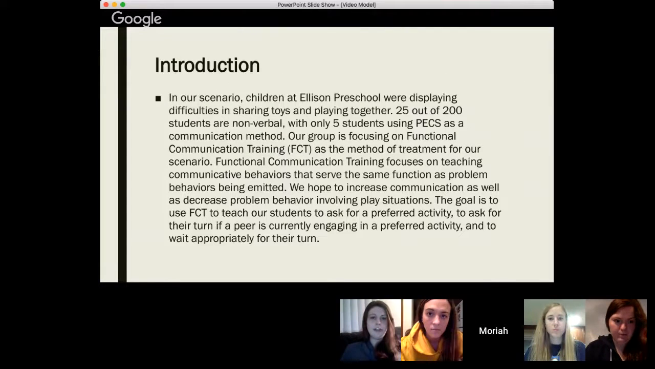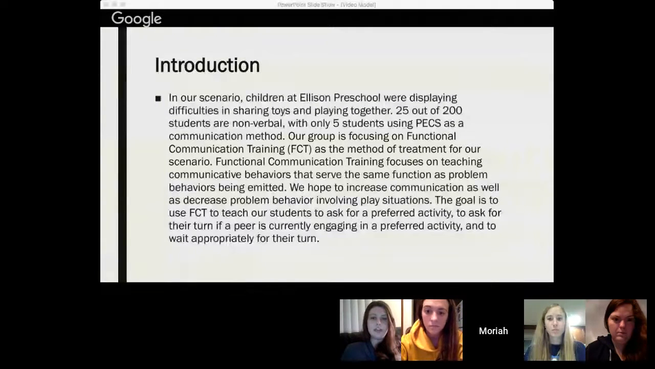In our scenario, children at Ellison Preschool were displaying difficulties in sharing toys and playing together. 25 out of 200 students are nonverbal, with only 5 students using PECS as a communication method. Our group is focusing on functional communication training as a method of treatment for our scenario.